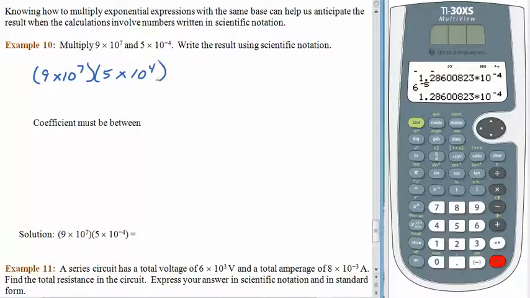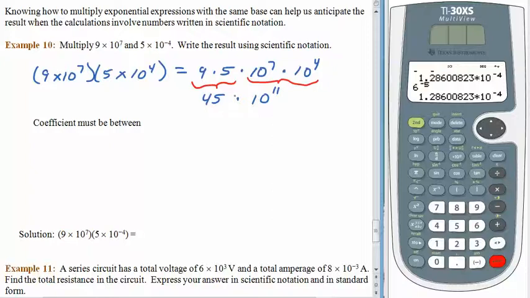And the parentheses are really important if we're working on the calculator. When we're working on paper, we can use that commutative law and rearrange the factors. So we have 9 times 5, and we also have 10 to the 7th times 10 to the 4th. You already know what 9 times 5 is. That's just 45. And now you have no problem knowing what 10 to the 7th multiplied by 10 to the 4th is. That's 10 to the 11th.